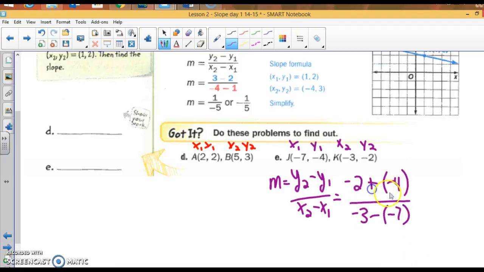Clean this up, add the opposite. My numerator will give me 2. In my denominator, add the opposite. That'll be 4. That reduces to 1/2. So my slope is 1/2.